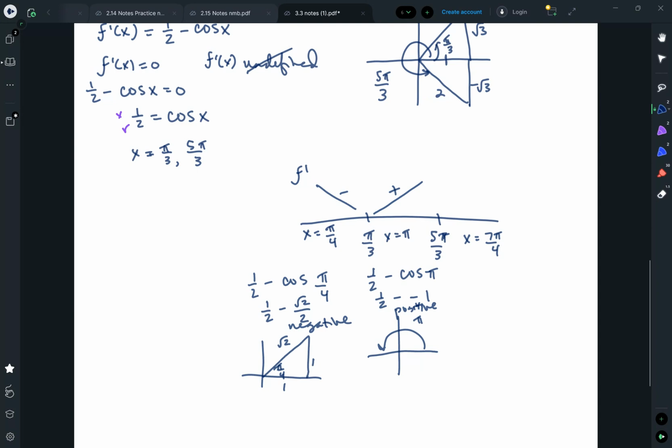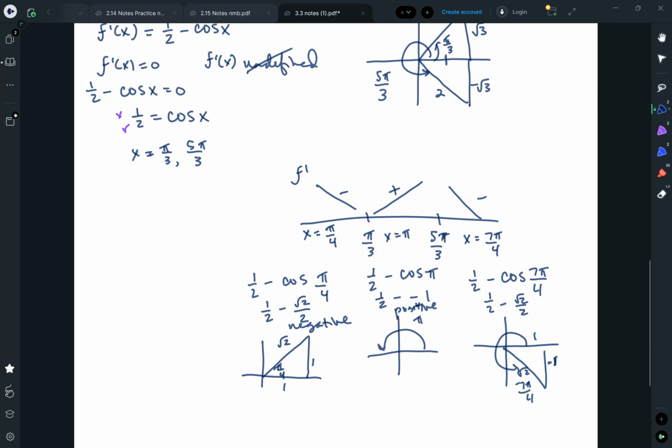And then I'm going to go back and do 7 pi over 4. So 1/2 minus cosine 7 pi over 4. Oh, 4, not pi. So let's go ahead and do the last one. 1 root 2, and this is going to be a negative. My cosine's still positive, though. It's going to end up being the same as the first one. 1/2 minus root 2 over 2. So this is going to be a negative again.